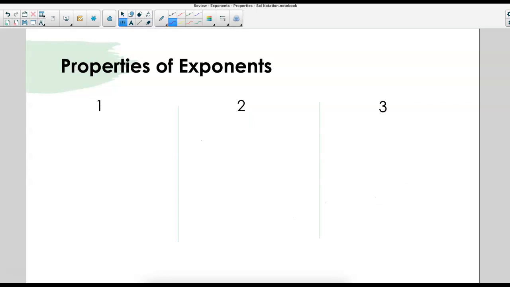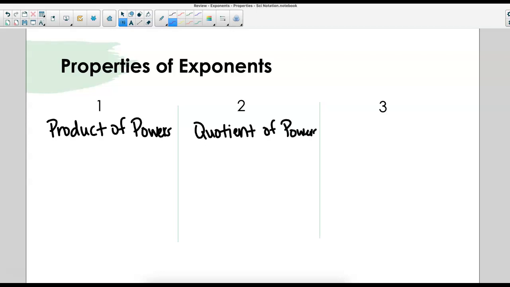Okay, then we talked about properties of exponents. We had 3 properties. Do you remember that? Anybody remember what we talked about? The first one was product of powers. Then it was quotient of powers. And then it was a power to a power. So we had 3 properties we talked about. I'll give you a second to write that down, and then we'll put an example of each one.